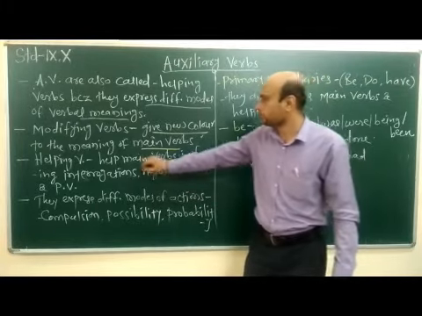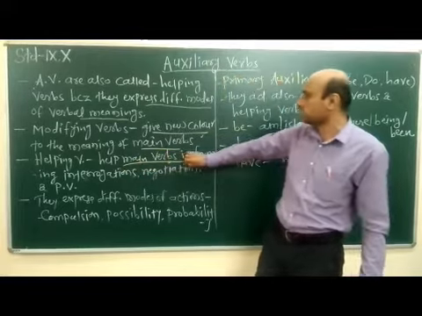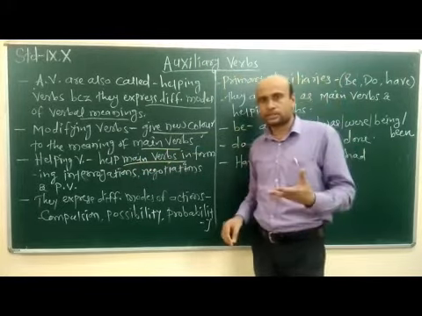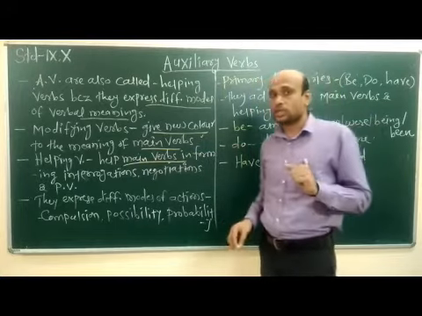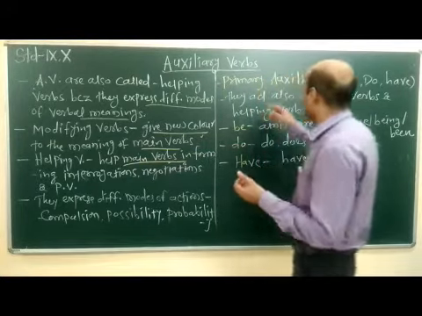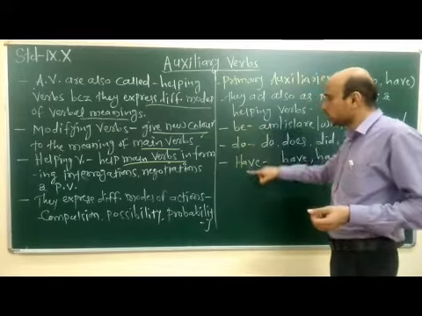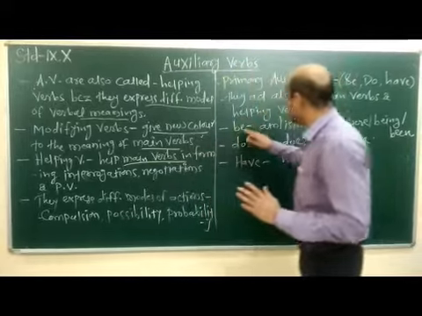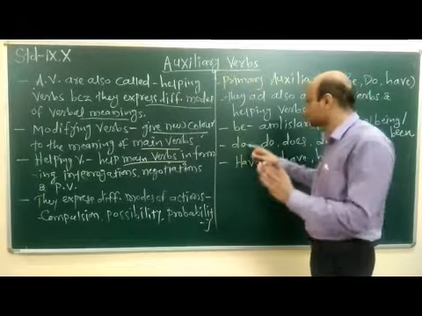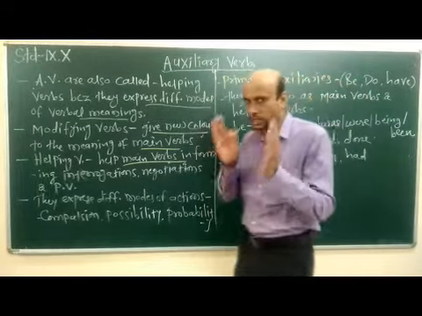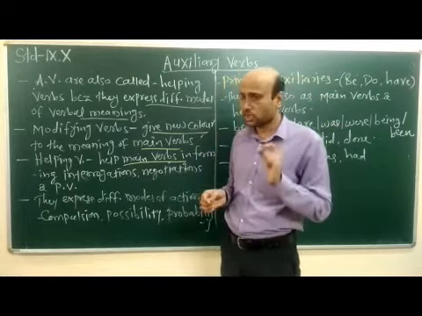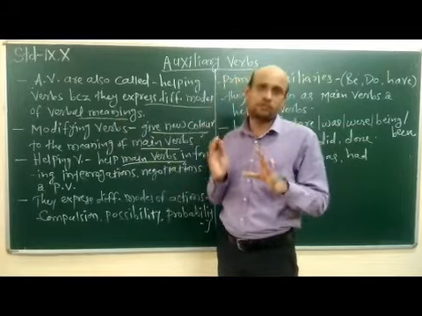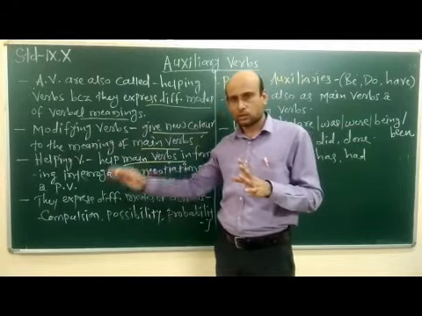Next, they are also helping verbs. Why? Because they help the main verb. That is why they are called helping verbs. Actually, we say that primary auxiliaries are be, do, have. These are the primary auxiliaries. And be has different parts, as do and have, as per the tense. Got it? They can also function as the main verb in the absence of another verb.